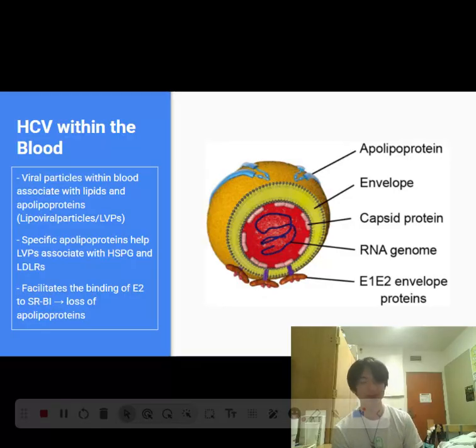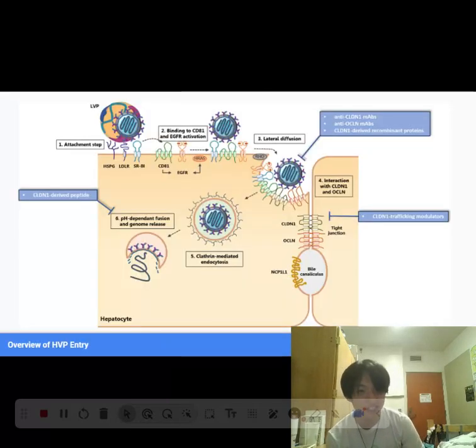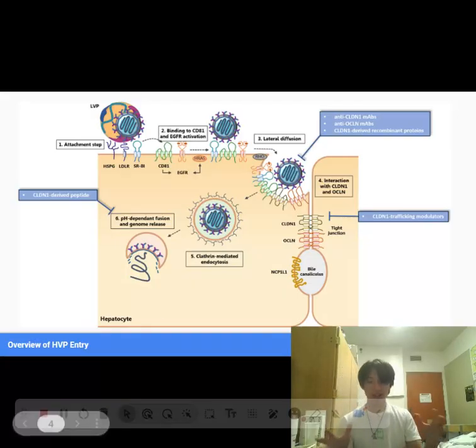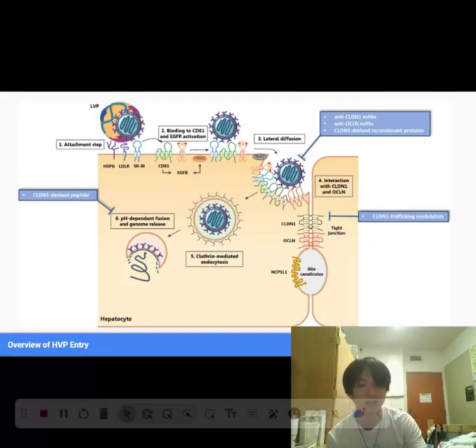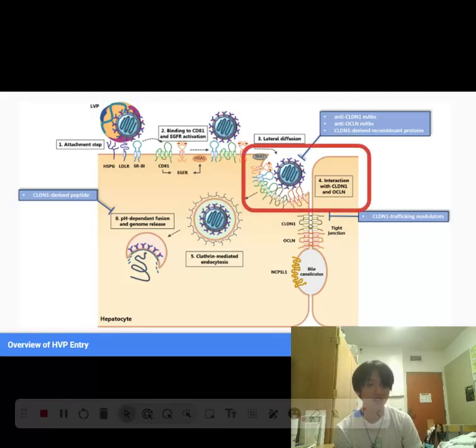That binds to the E2, and after that, another protein is recruited, which is the EGFR, or the epidermal growth factor receptor. Altogether, this collection of proteins is called the HSCE complex. And once formed, it begins to slowly move towards the tight junctions where it associates with the CLDN1 and occludins. After that, it undergoes a clathrin-mediated endocytosis.